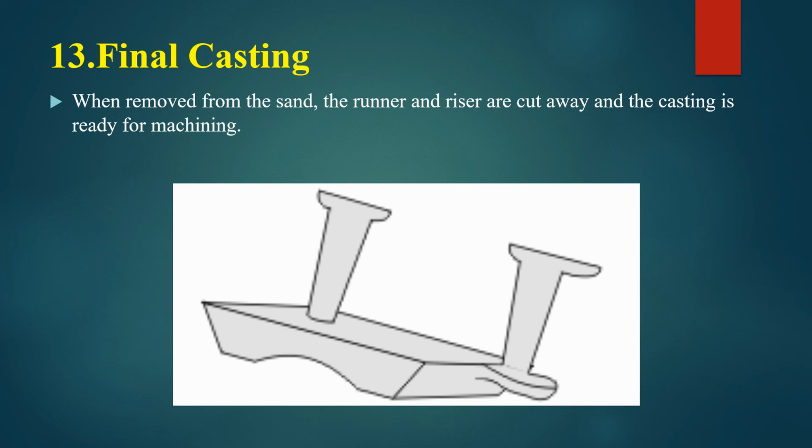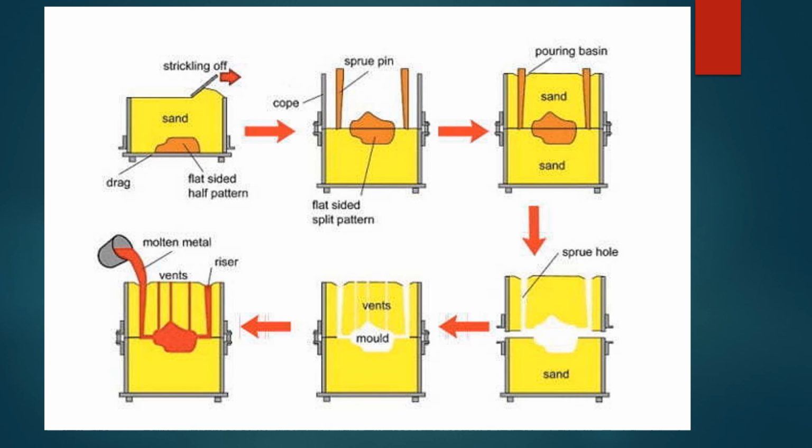Here is the final casting. When removed from the sand, the runner and riser are cut away and the casting is ready for machining. Here is the flow diagram of the basic casting process as I discussed earlier. Here are the different types of processes, go through them one by one.